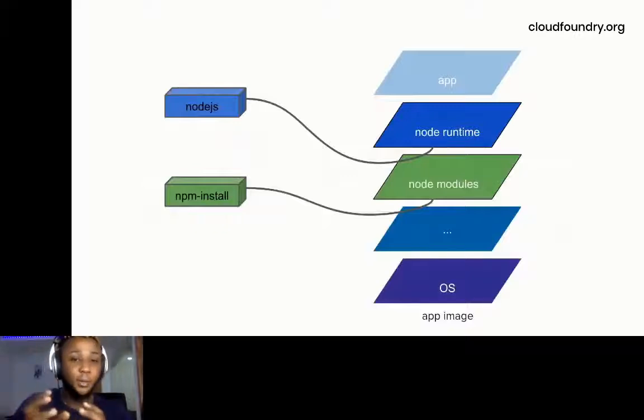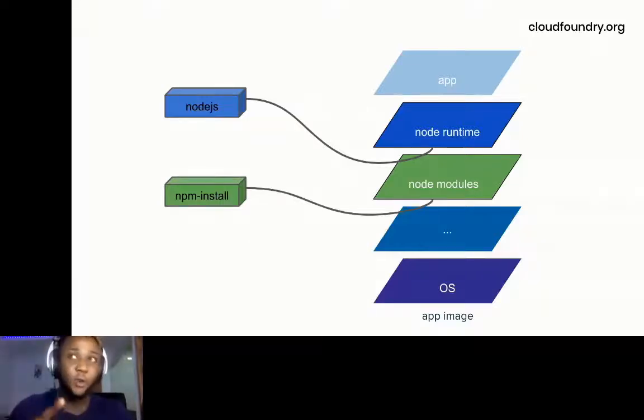Now, for example, this is a very simple process. Imagine you have a Node.js application that you want to deploy to Kubernetes, and let's see how Cloud Foundry makes that process even easier for you. When you do a cf push, the buildpack detects that this is a Node.js application, and these steps happen.